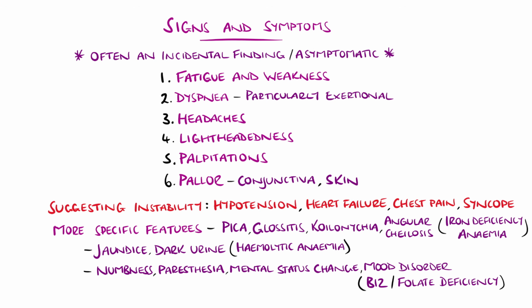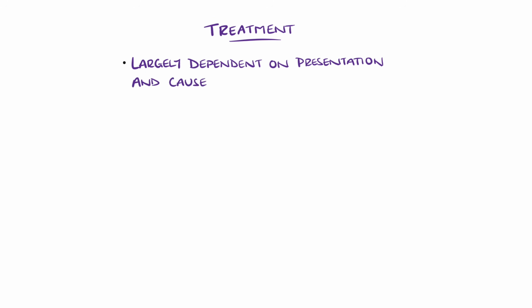Treatment is largely dependent on the clinical presentation and the underlying cause. In those who are unstable, symptomatic, or have extremely low hemoglobin counts, with cutoffs typically being around 7 to 8 grams per deciliter, then transfusion is an option.